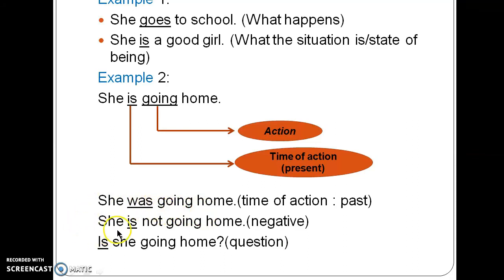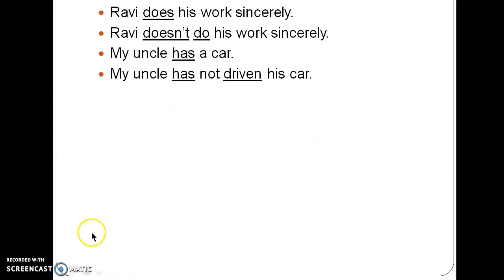Next, she is not going home. Again, going is the action verb, is is the helping verb. Is she going home? Going is the main verb, is is the helping verb. Ravi does his work sincerely. Does here is the main verb. In the next sentence, Ravi doesn't do his work sincerely. Here does is the helping verb and do is the main verb.